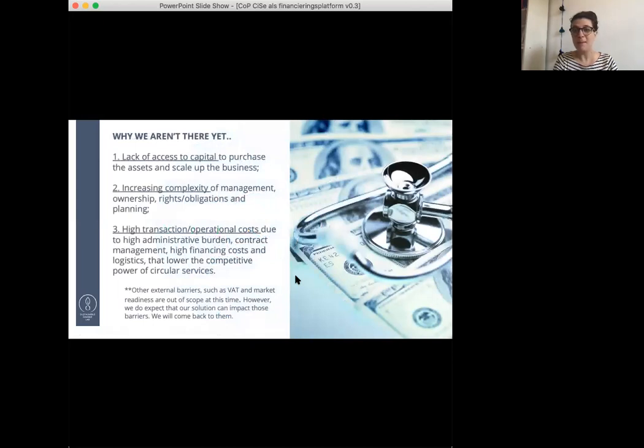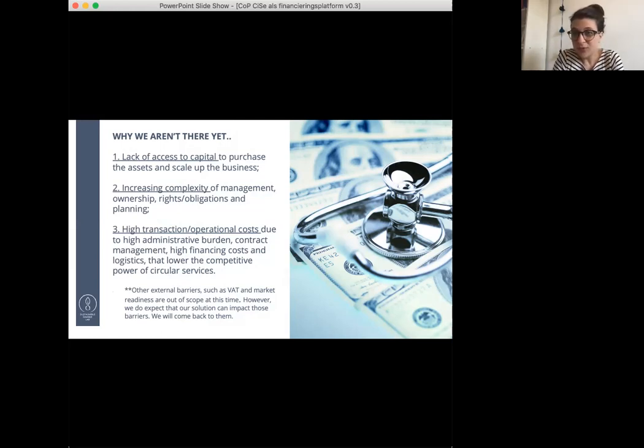Okay, back to reality. What is the current situation? Why aren't we there yet? As we see now in the market happening with all initiators of such kind of service propositions, there is a lack of scale. And this lack of scale is due to three main challenges, which we have identified in the last couple of years. The first is lack of access to capital.